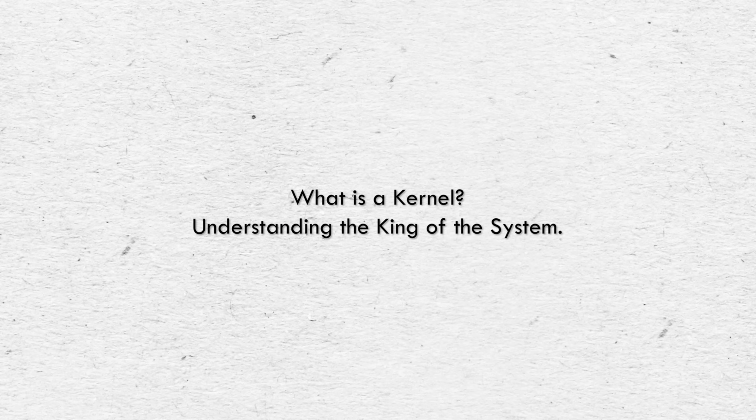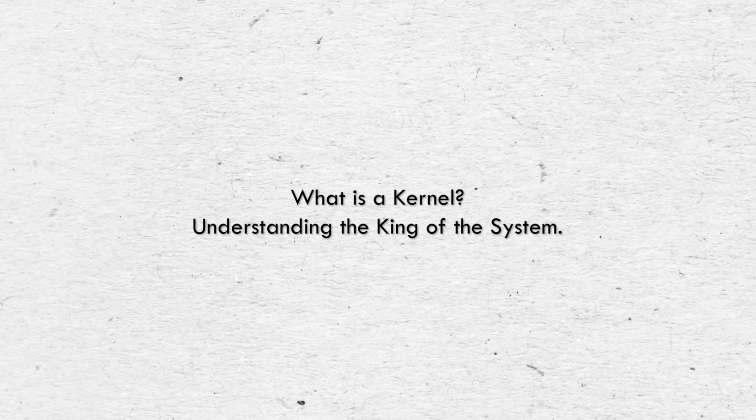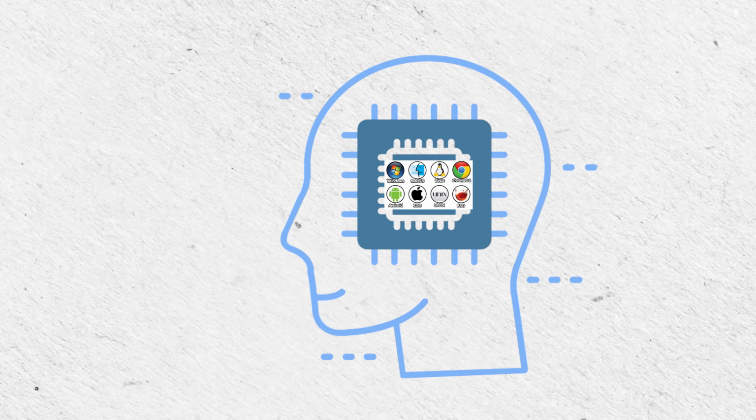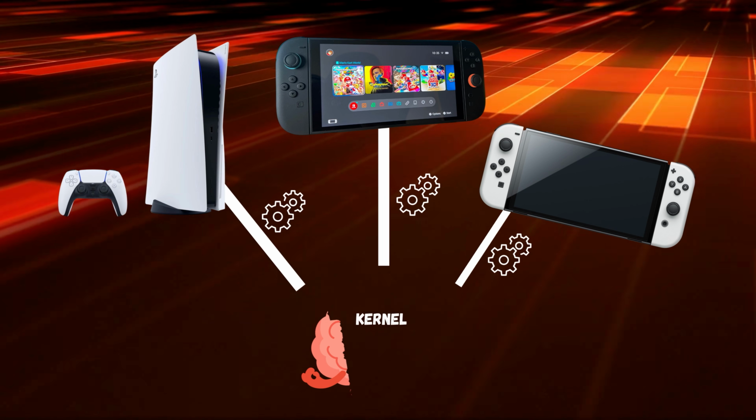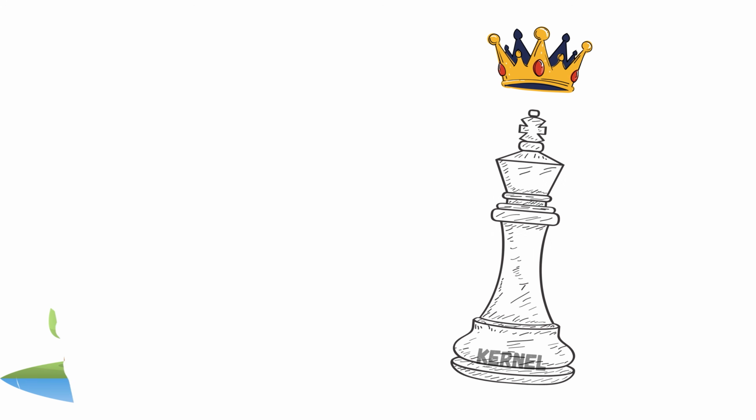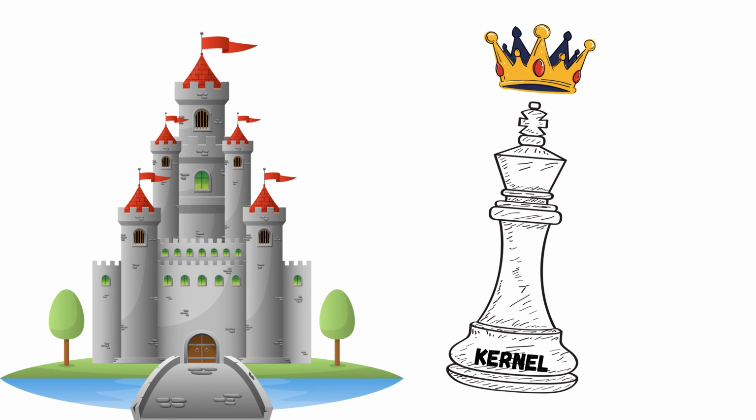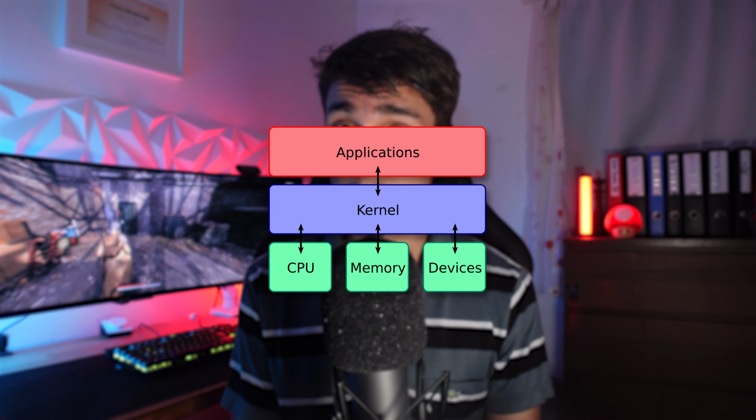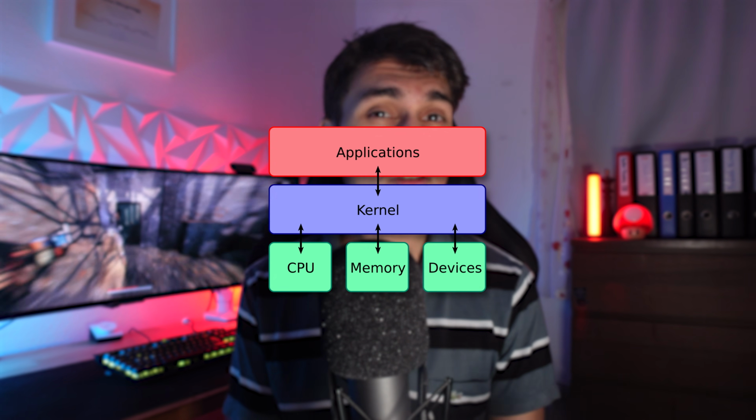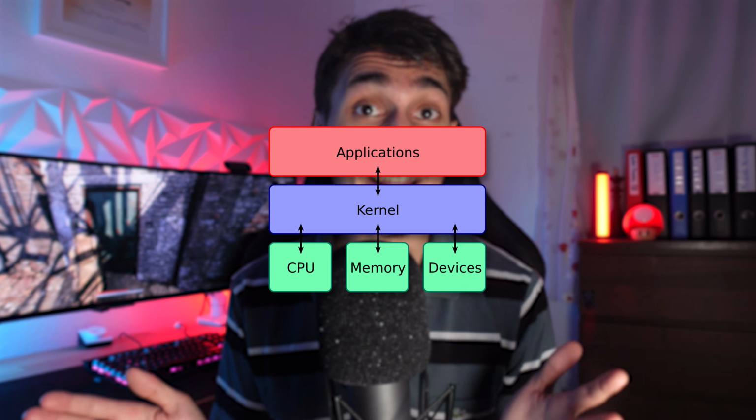What is a kernel? Understanding the king of the system. Think of the kernel as the core of an operating system, the brain of your console software. It's like the king in a kingdom or the city's mayor controlling everything that happens. The kernel talks directly to the hardware like the CPU, memory and controllers, and also manages what every app or game can or cannot do.